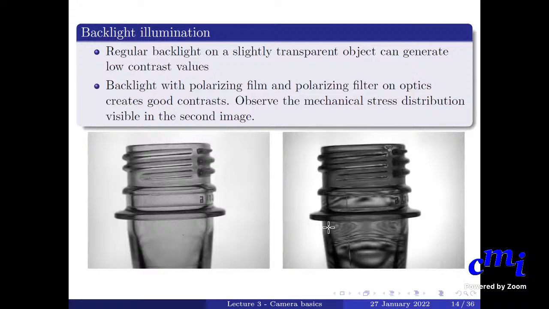Backlight illumination can also help recognize some things like this mechanical stress distribution on an object. Okay, so in this way, backlight on some transparent objects can help segment out these kind of artifacts which are already present on the object. Okay.